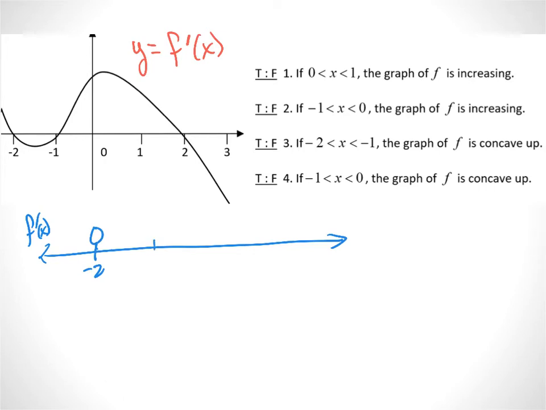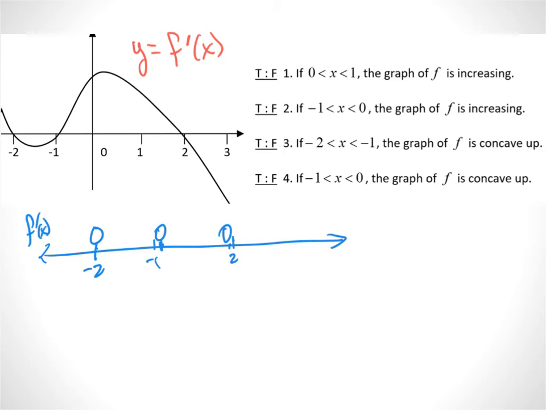A little to the right of negative 1, it's 0. And a little to the left of 2, it's 0. Again, we can pull the y values off of this graph, but this is the graph of the derivative. So the derivative is positive over here, negative here, positive here, negative here. Let's go ahead and write those in.